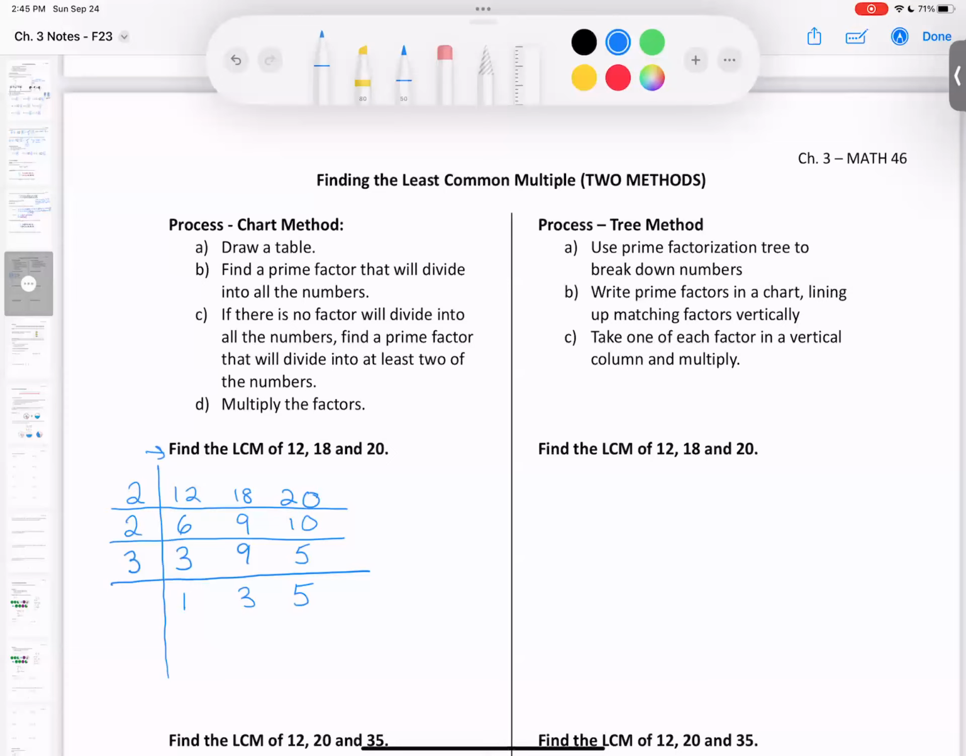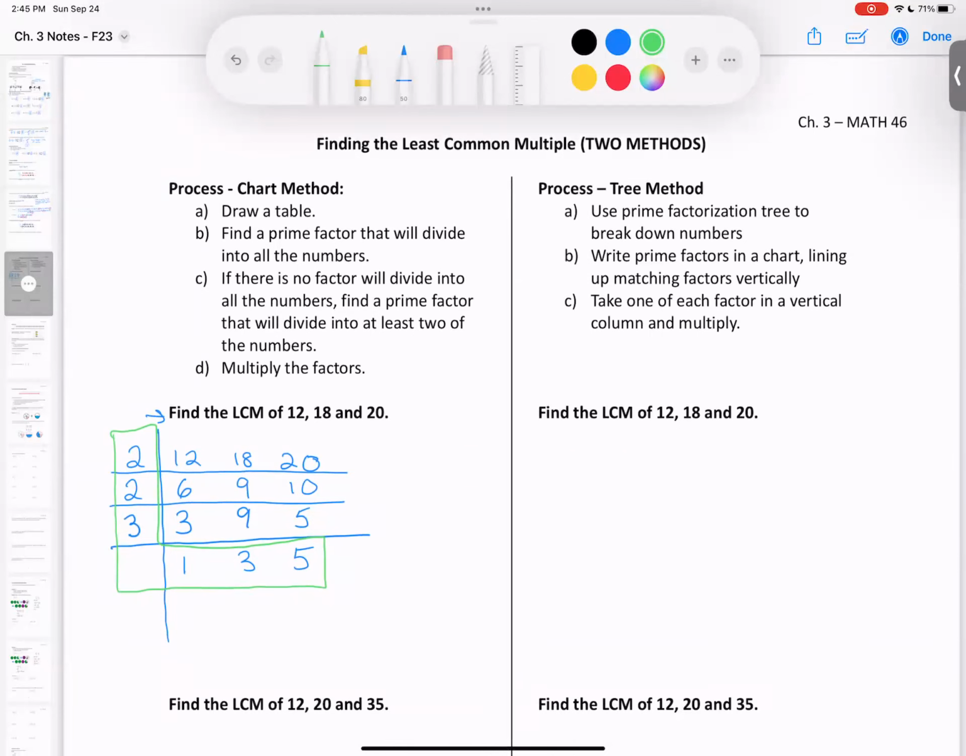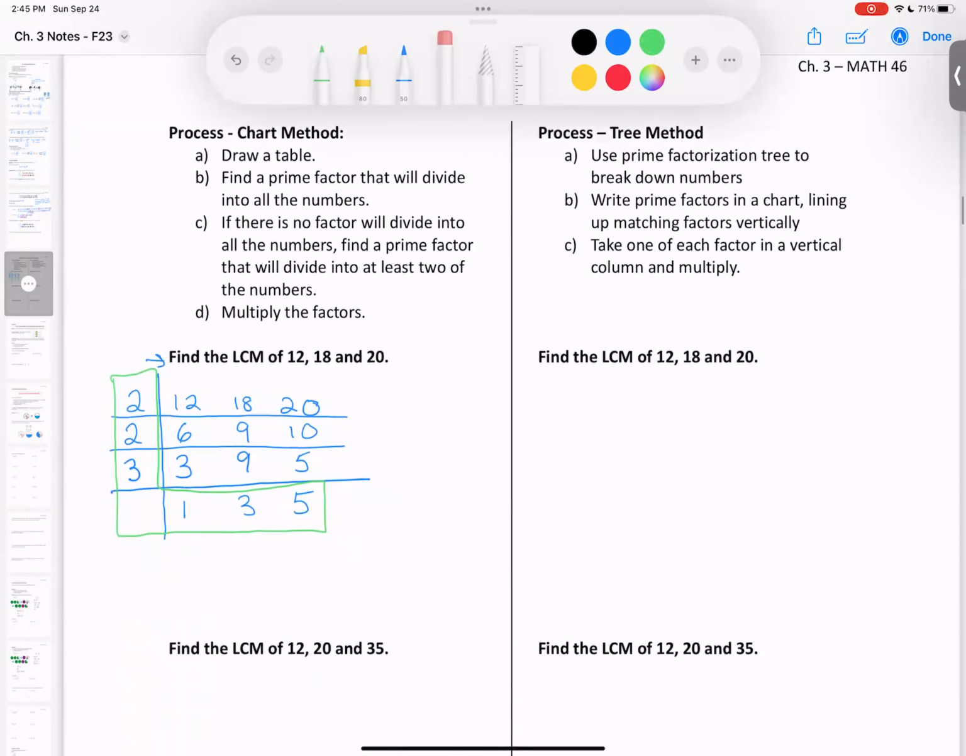Okay, now here's the cool thing about this method. We're going to draw ourselves an L, which stands for least common multiple here. Multiply all those numbers together, and that will give us our least common multiple. Okay, so what do I have? I have 2. I'll say LCM, least common multiple, equals 2 times 2 times 3 times 1 times 3 times 5. And by the way, I knew I was done with my table because all those numbers on the bottom are now prime. Okay, so I've got just prime numbers left.